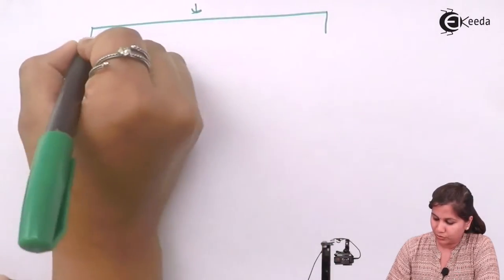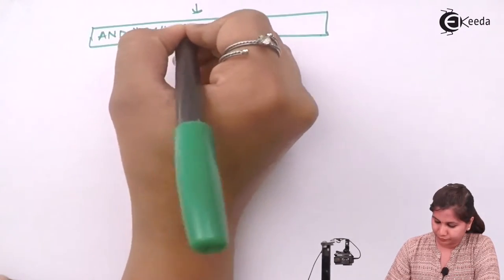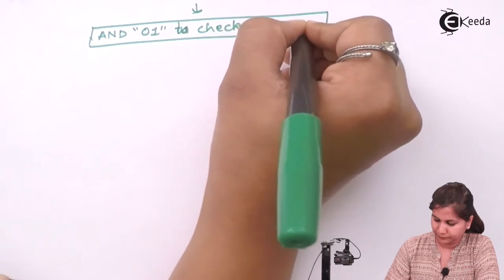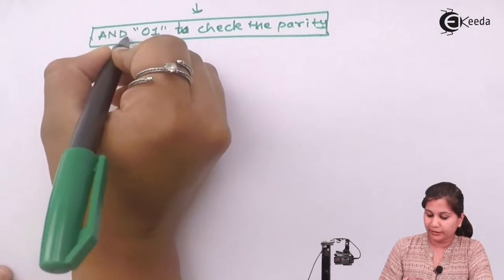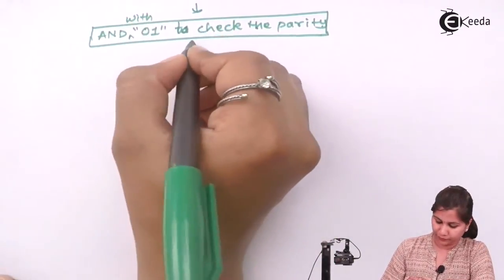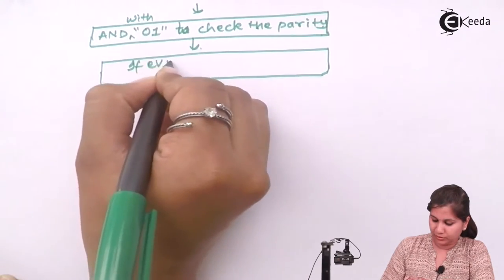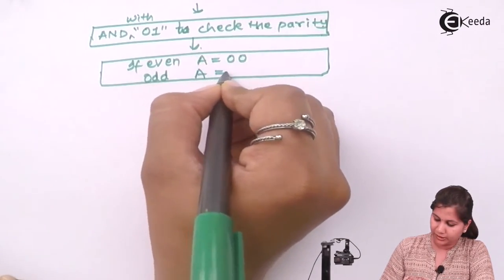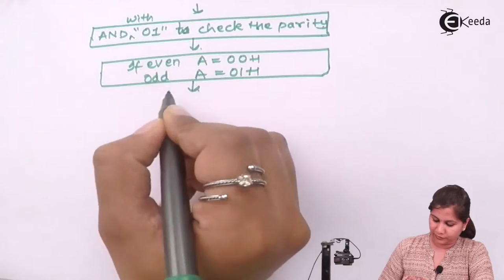So now we are going to AND the count value which we are getting with 01H to check the parity, whether the parity is even or not. Now if we are having even parity, then the accumulator will have 00H. If odd, then the accumulator will have 01H.